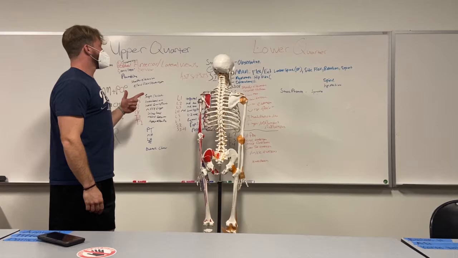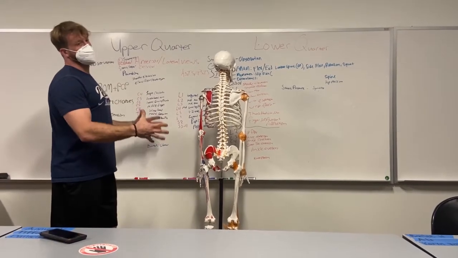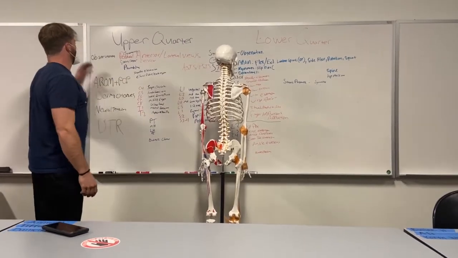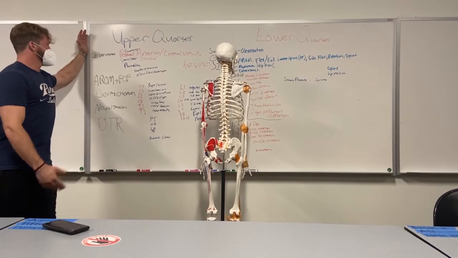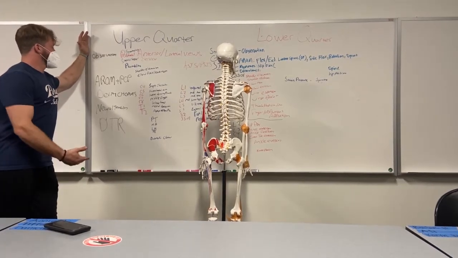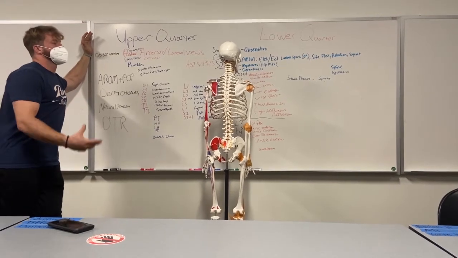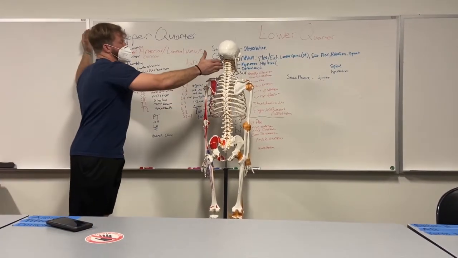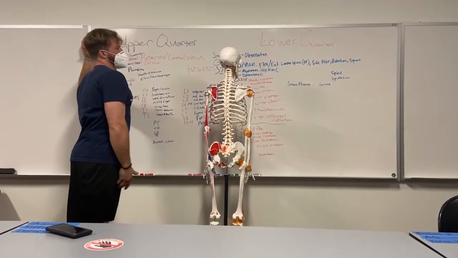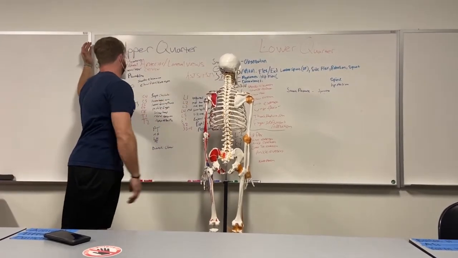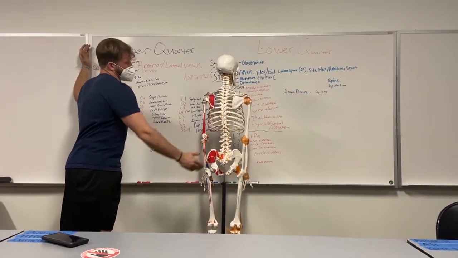Both the upper and lower quarter screens follow similar structures. There's going to be some component that takes your patient's history, observation, followed by active range of motion with passive overpressure to clear the structural areas where these nerve roots are. Upper quarter screen, you're going to be looking at cervical and thoracic. Lower quarter, we're going to be looking at lumbar.